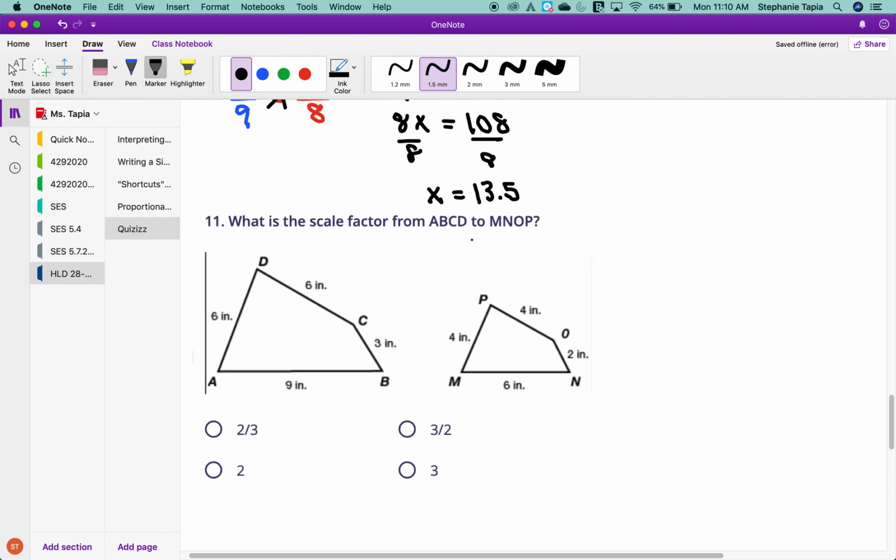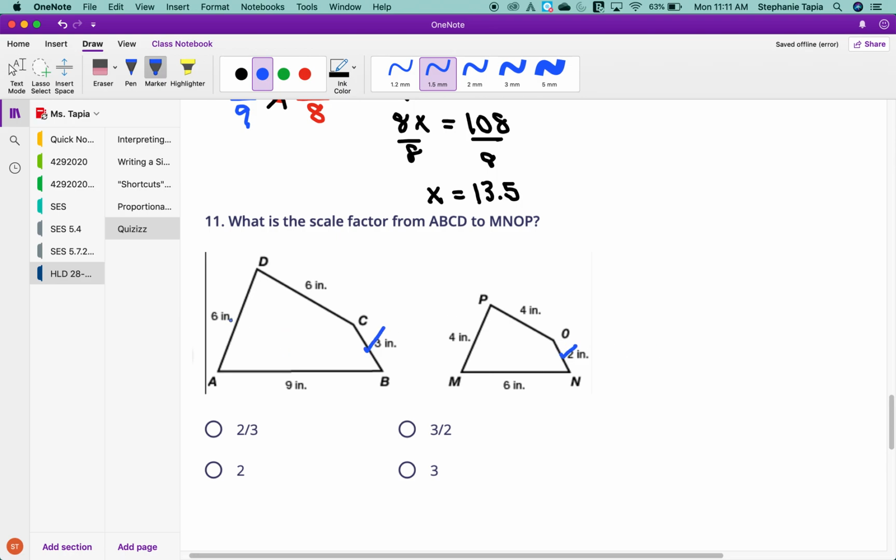So what is the scale factor from ABCD to MNOP? If you're being asked for the scale factor, then obviously you're being told that the figures are similar. So all you need to do is pick two sides and find the scale factor. I would pick the ones that are already simplified. So let's see, I have a 3 here and I have a 2 here.